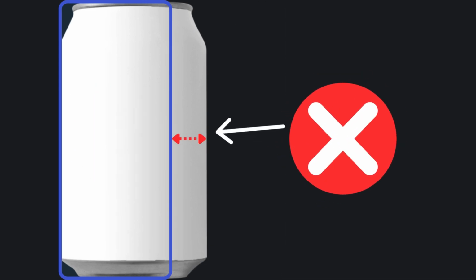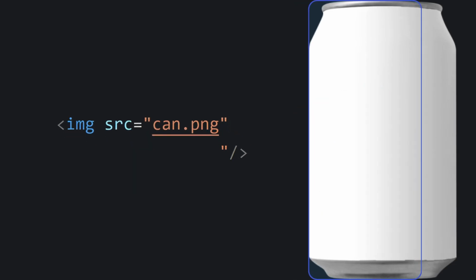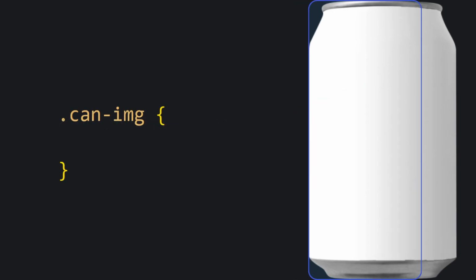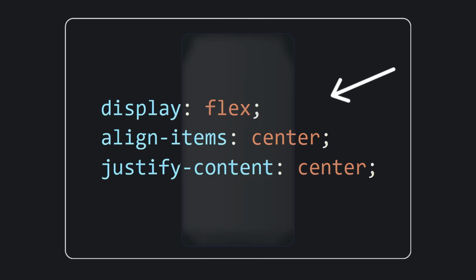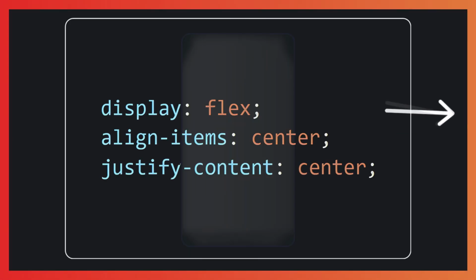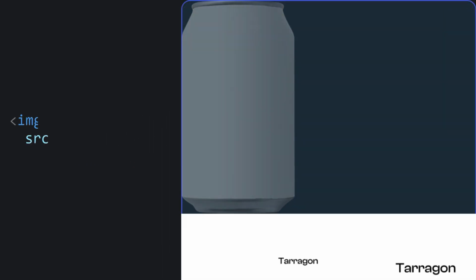On adding the image, the height of the can container got auto-adjusted, but the can image is overflowing out of the container, which we need to fix. For that, give a class name to the can image, and then set the width of the image to 100% of its parent width. Next, adjust the can container to center by setting the display to flex for the layer as shown.